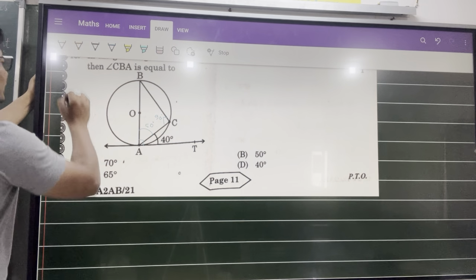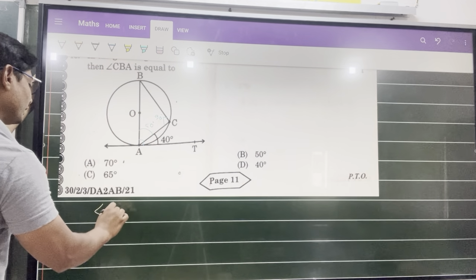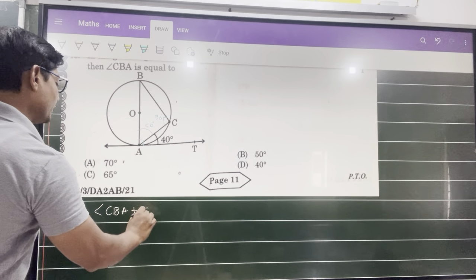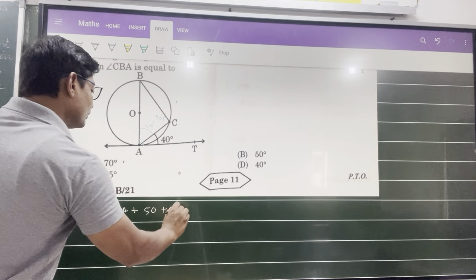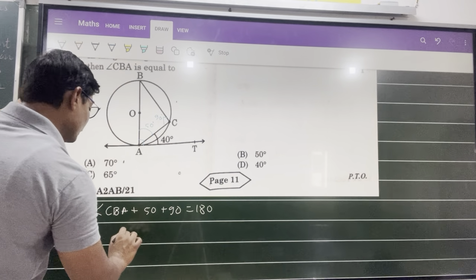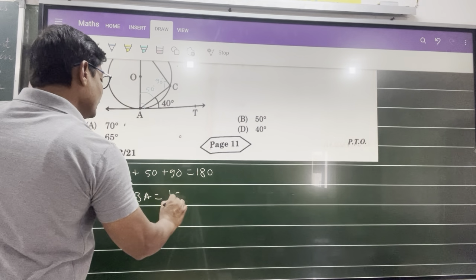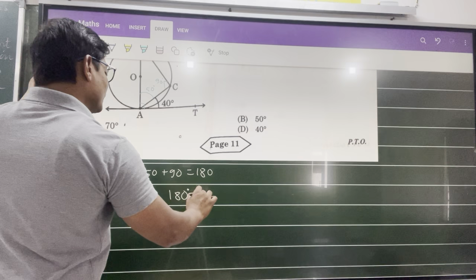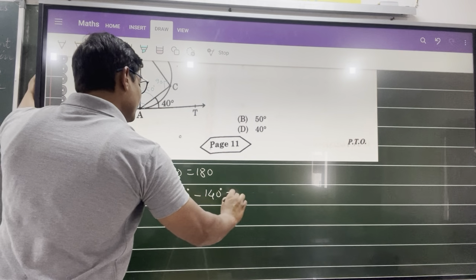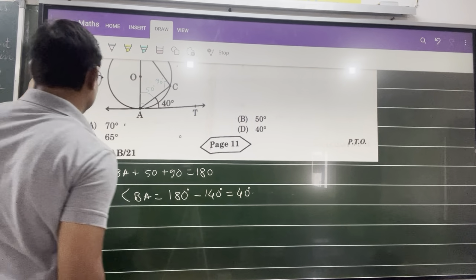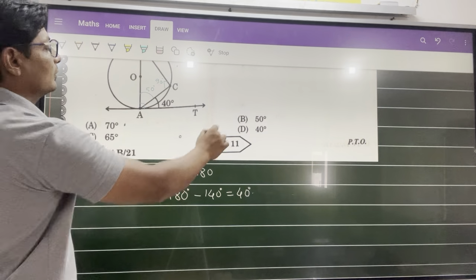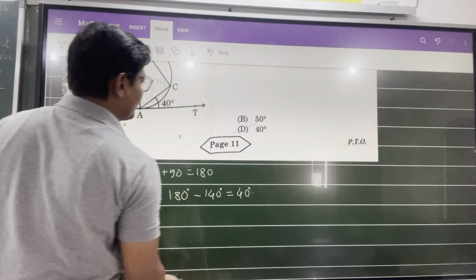So angle CBA plus 50 plus 90 equals 180. Therefore angle CBA will be equal to 180 minus 140, so that will be equal to 40 degrees. So 40 degrees is option number D.